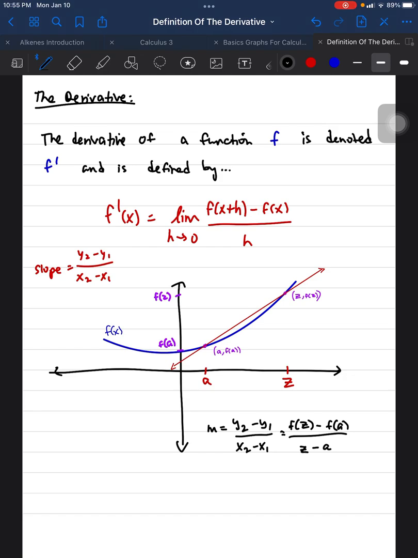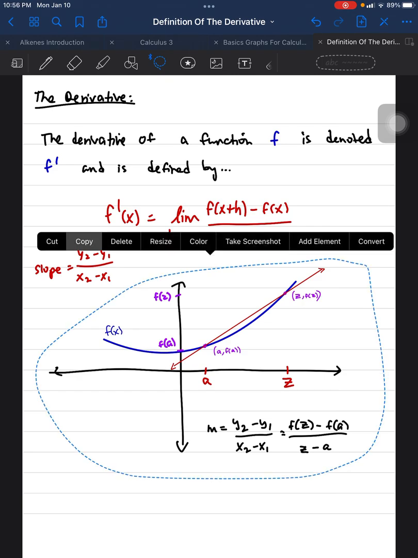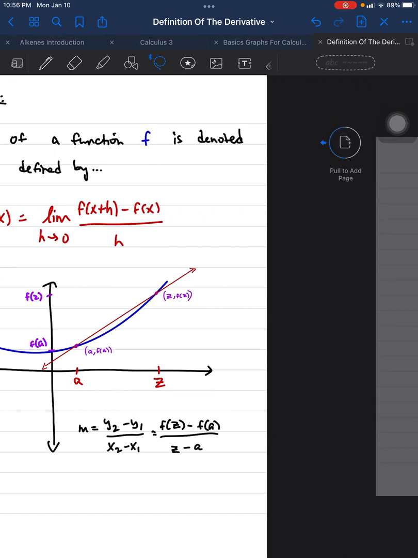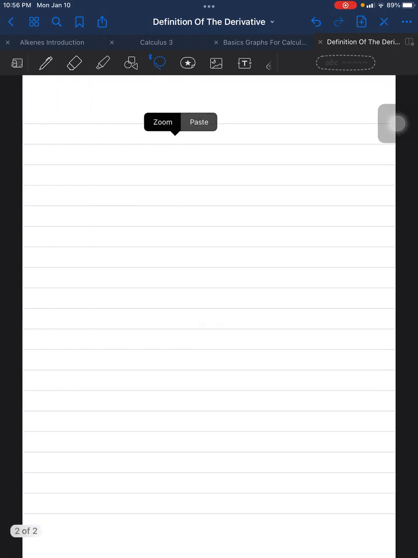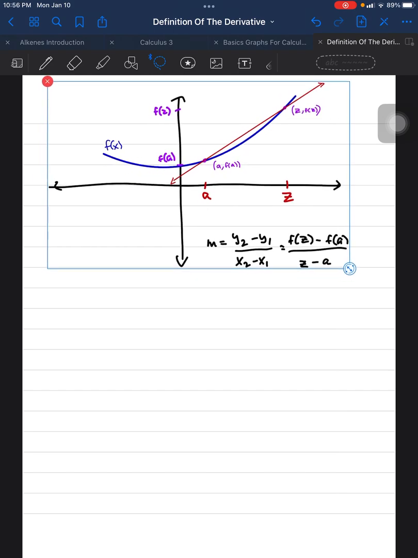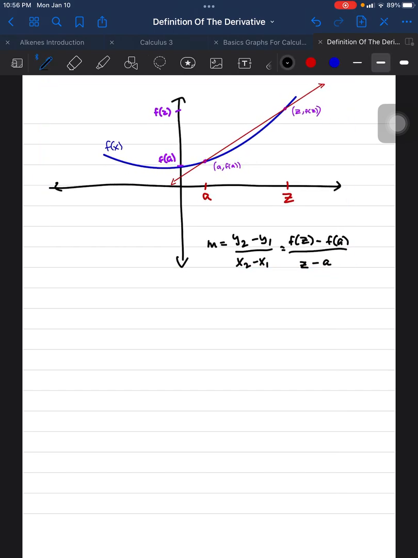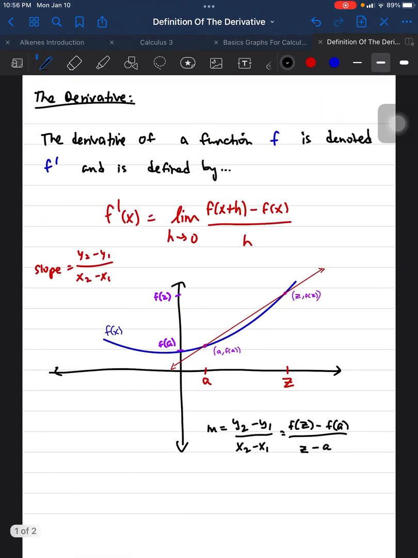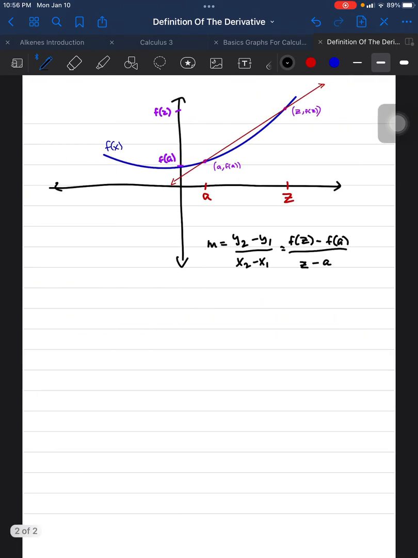So I'm going to move on to the next page, and I'm going to change around some variables. I'm going to copy this graph, but I'm going to change around some variables so it can look something like this. So z minus a.